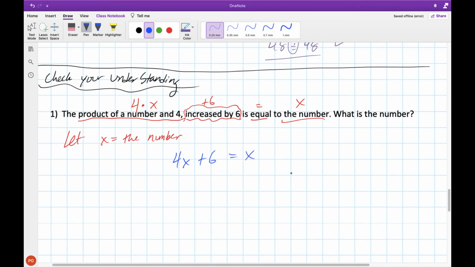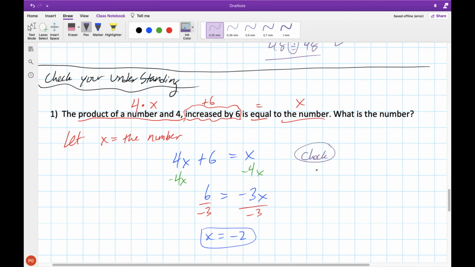Now for this question, we want to make sure that our numbers are on one side, variables on the other side. In this case, our number's already over here, but I'm going to move my variable over to the other side. So I'm going to have to subtract 4x from both sides. Once I'm here, I can divide both sides by -3, and we'll get the answer that x is equal to -2.